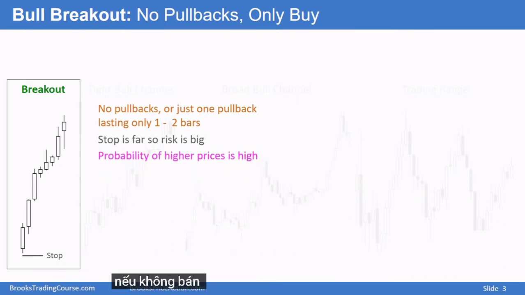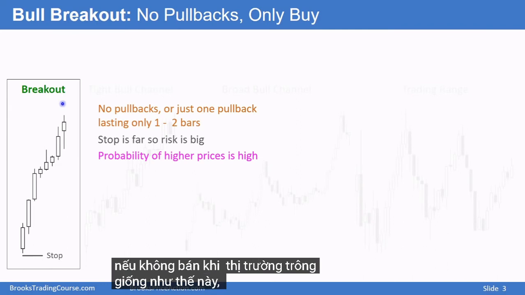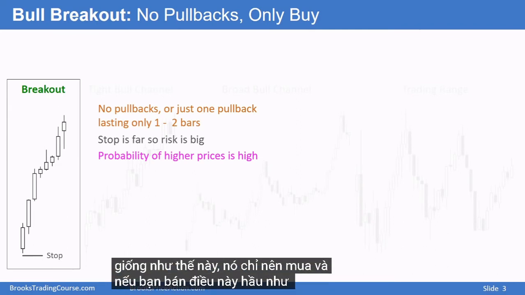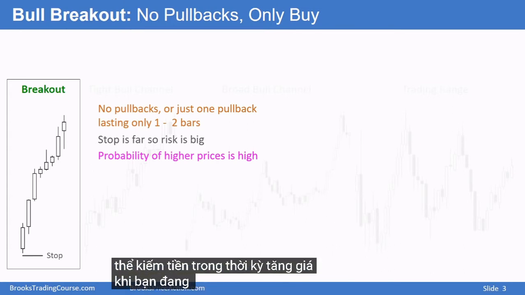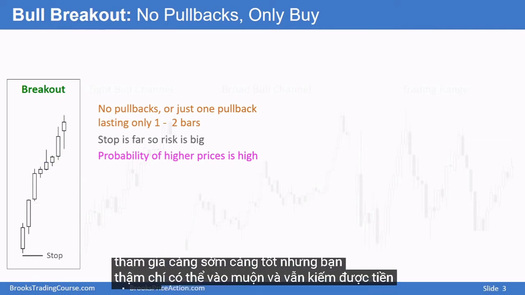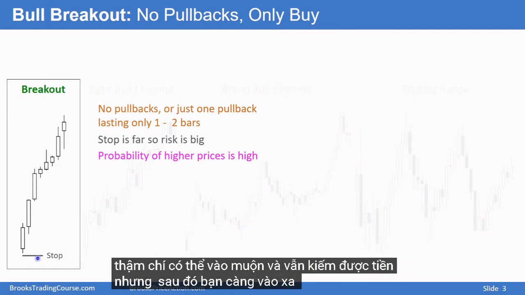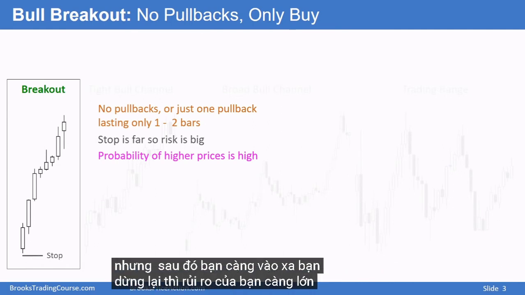You should not be selling when the market looks like this. You should only be buying. And if you do sell, it's virtually impossible to make money during a bull breakout. When you're trading this, it's good to enter as early as possible, but you can even enter late and still make money. But the later you enter, the further away your stop is, so your risk is greater.